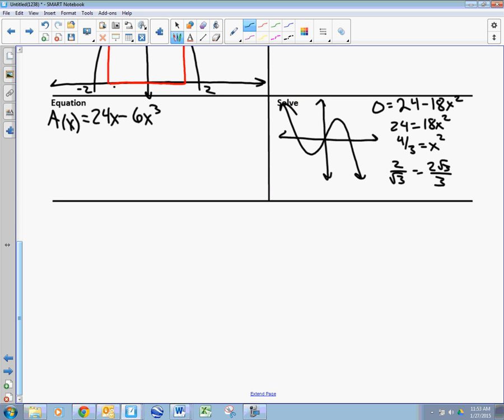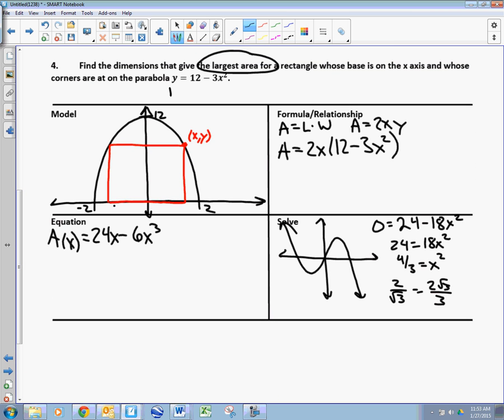Everybody okay with that? What did I just find? Found x. What does x represent? Distance from 0, and I want the entire length. What's the length going to be? Double that. So 4 roots of 3 over 3.